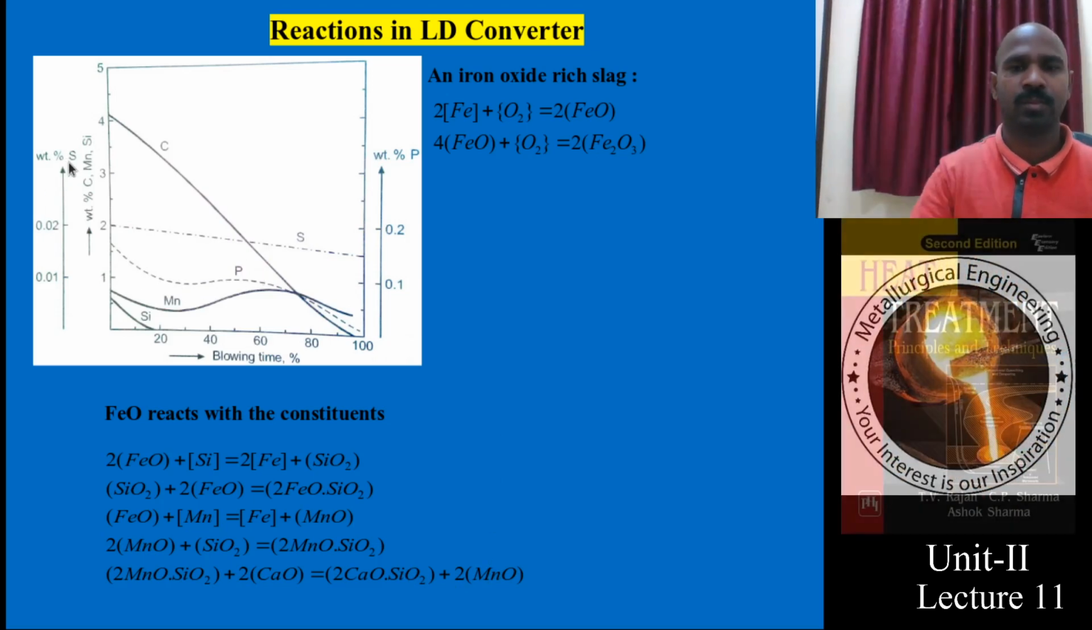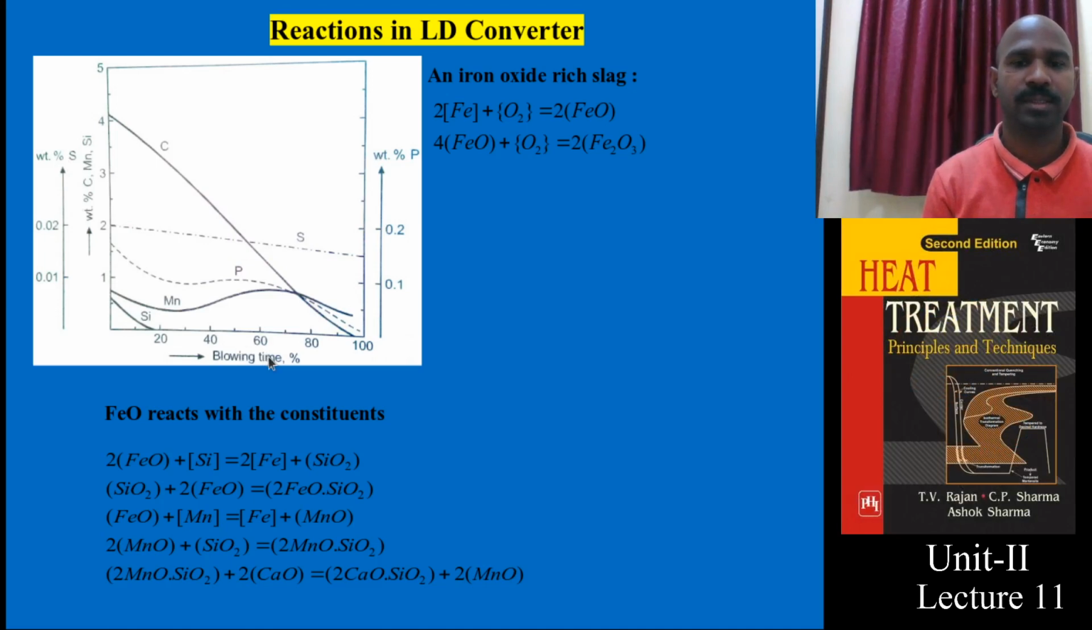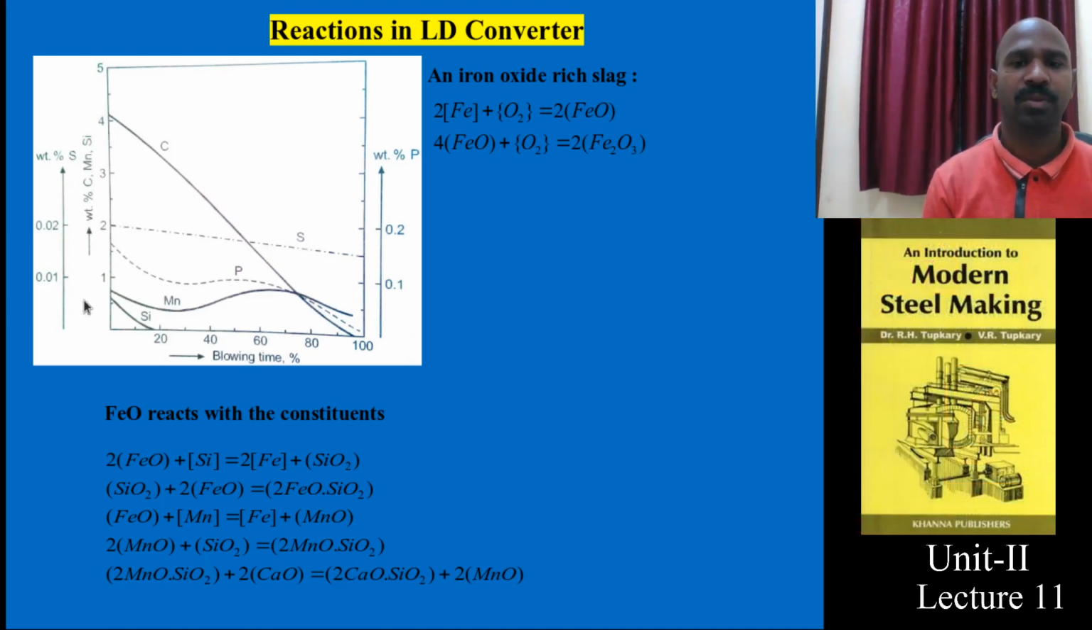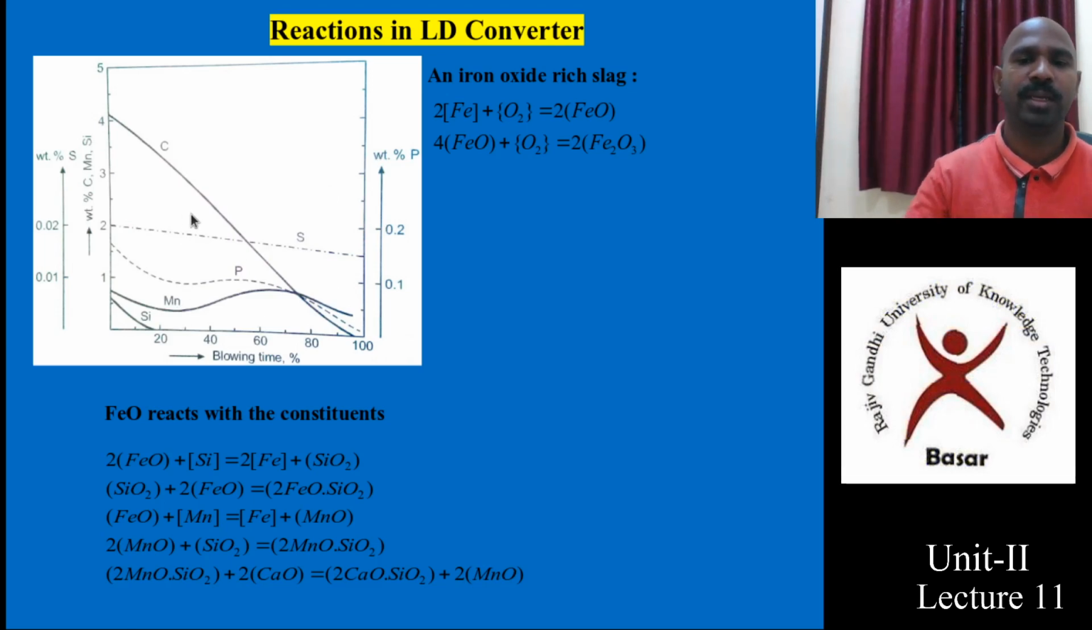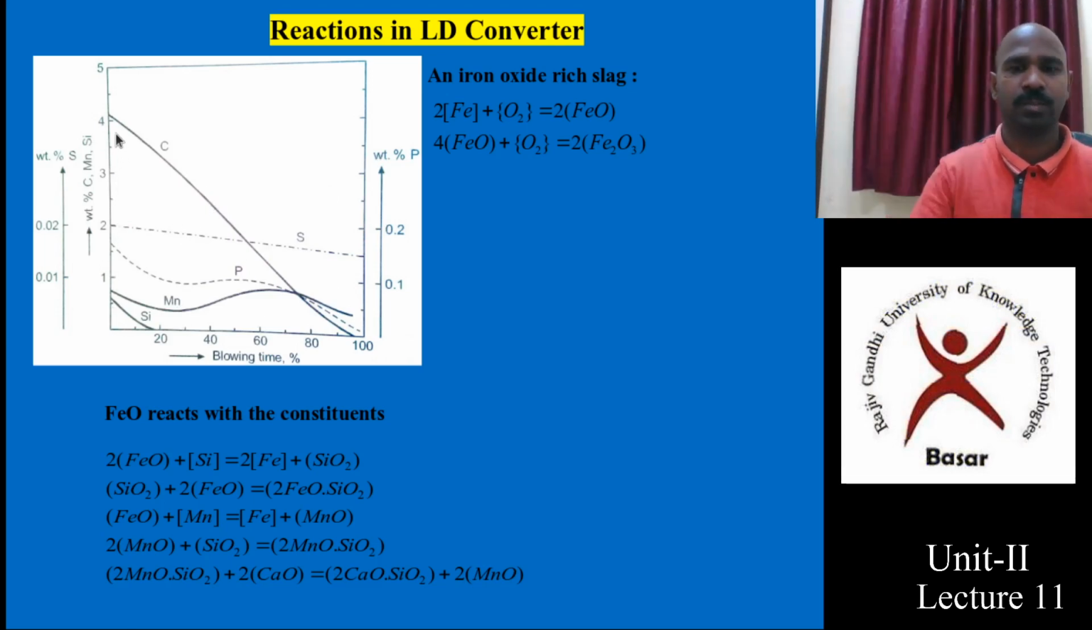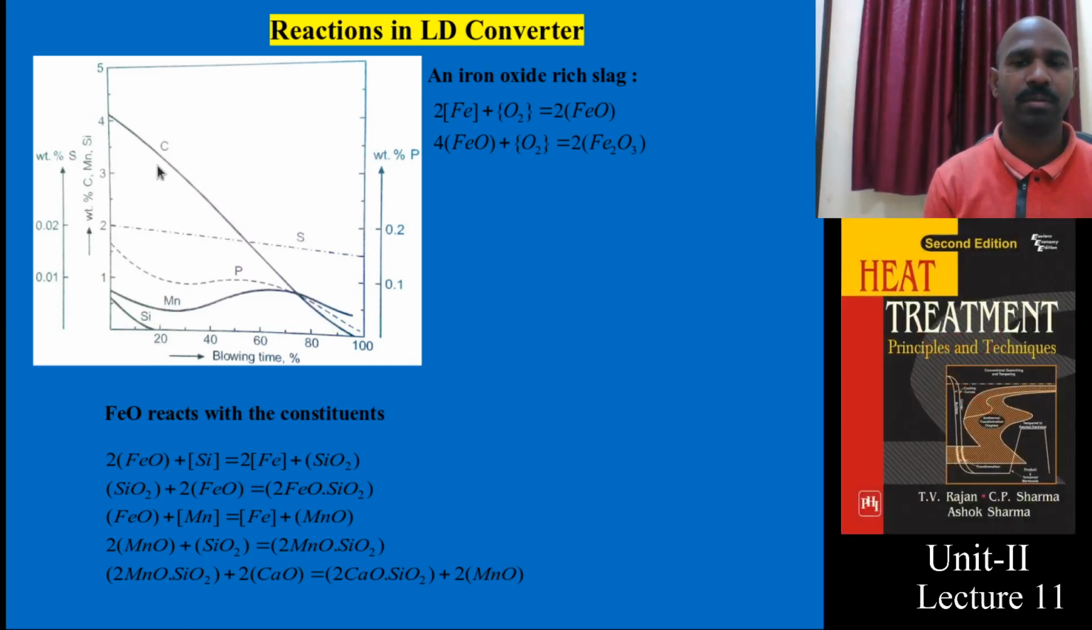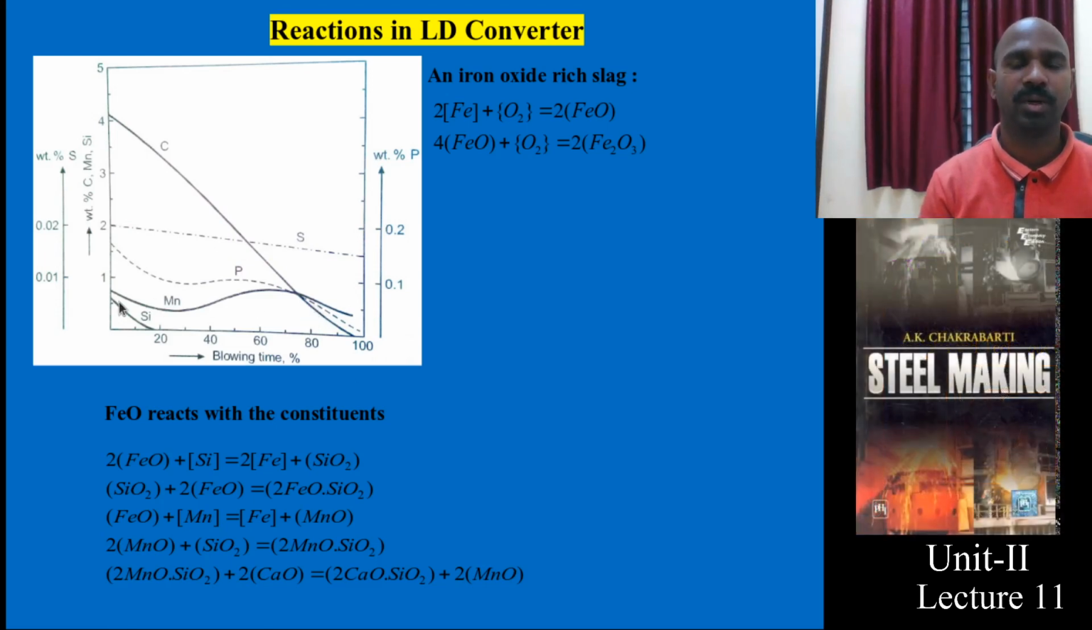How much sulfur will be removed if my oxygen blowing time is 40%, 50% or 60%, and how much phosphorus, silicon, manganese and carbon will be reduced, can be interpreted from this chart. For example, coming to the carbon: at a blowing time of, let us say, 20 minutes, the carbon is around 3.5%. After 80 minutes the carbon is reduced to 0.5%, for example.